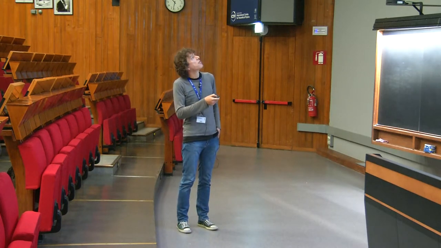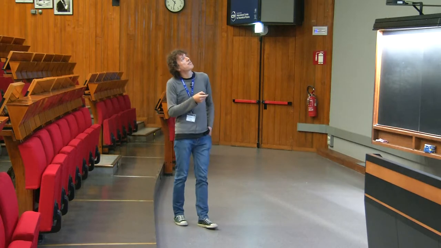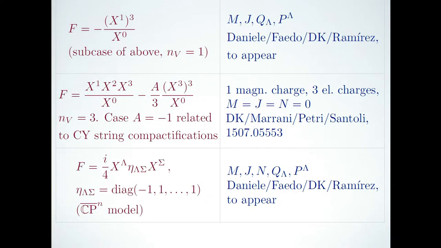Then another, this is still a cubic model, which is a subcase of what I have just shown, that has one vector multiplet, and here you can write down almost the most general solution, without NUT parameter, but with mass, angular momentum, and charges, which is in this paper here that will appear soon.